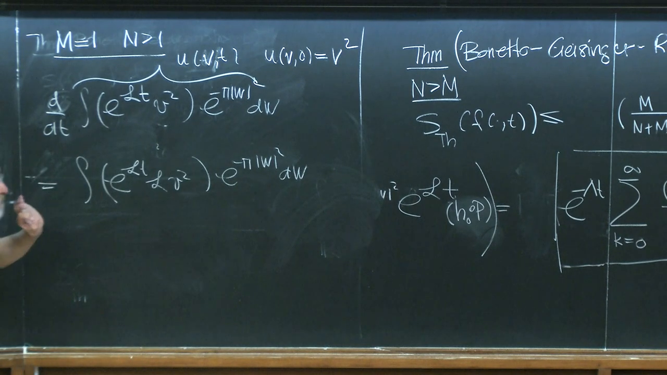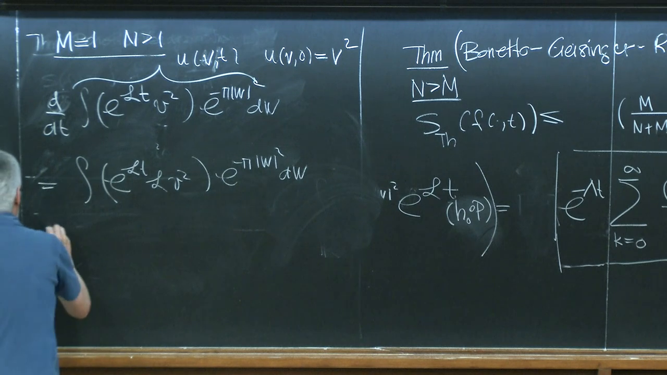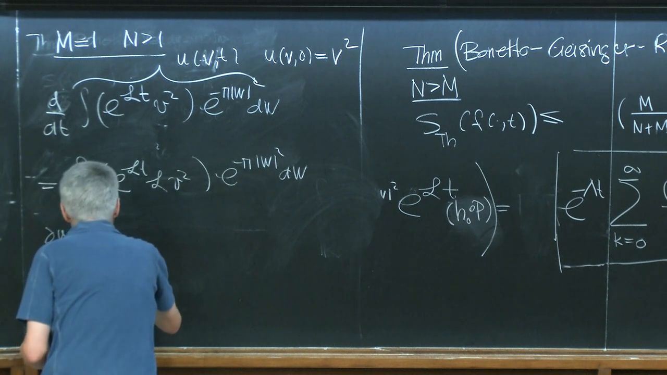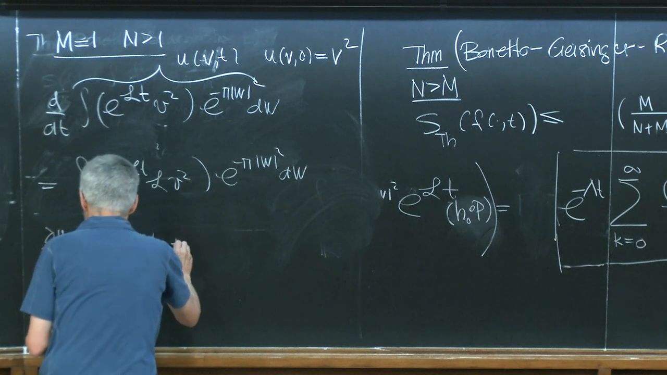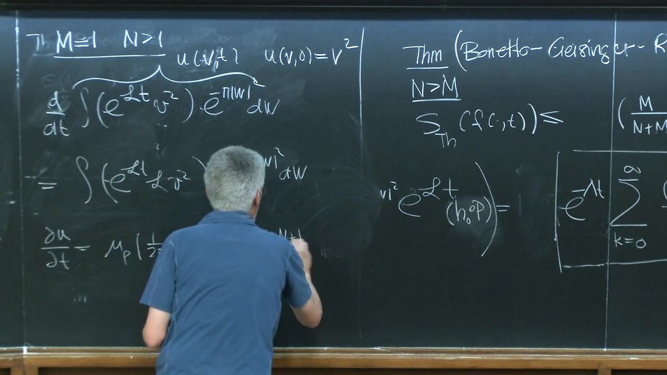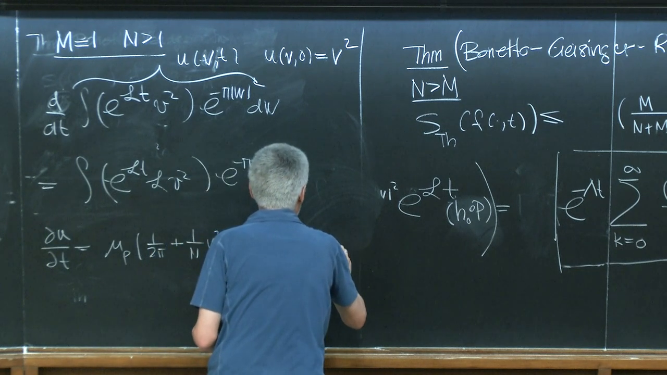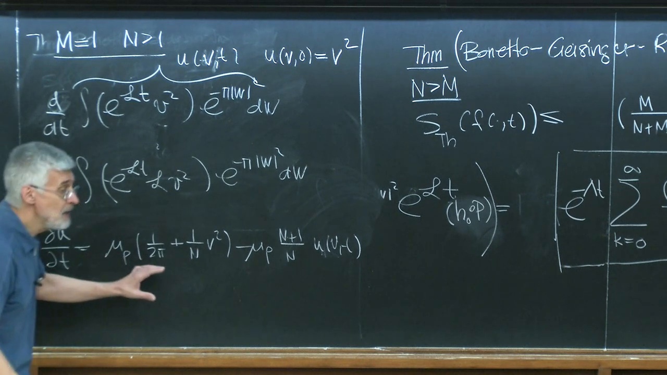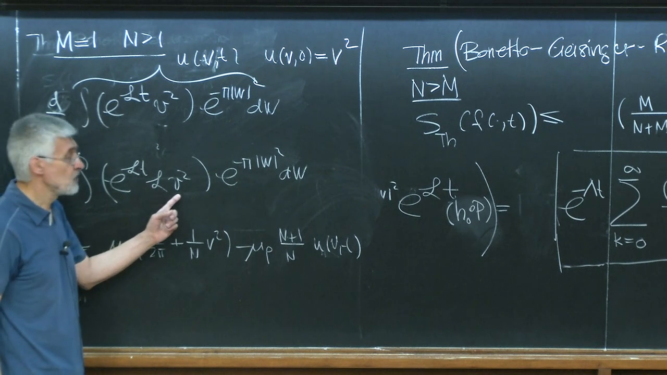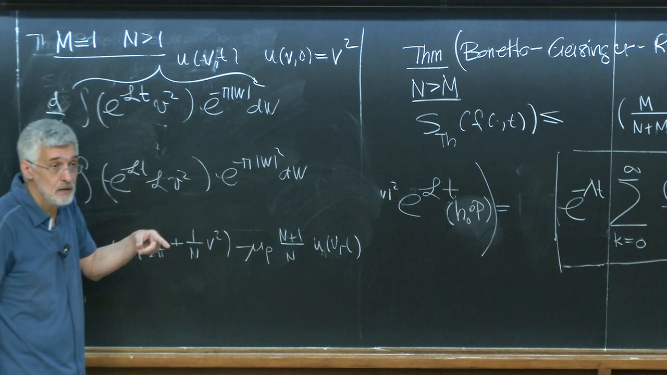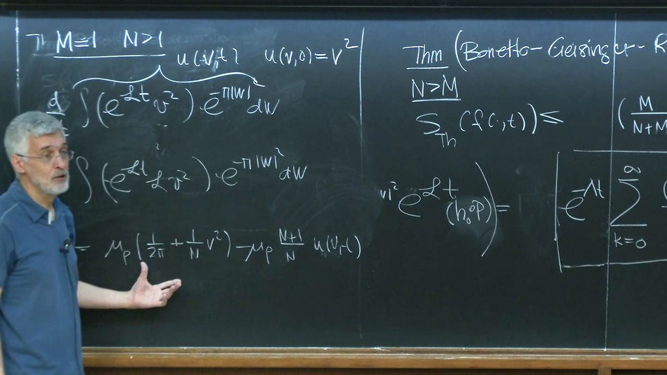When you differentiate this out, it's a completely elementary computation. You learn that du dt satisfies a differential equation. This differential equation looks like the following: mu rho times (1 over 2 pi plus 1 over n) v squared minus mu rho (n plus 1 over n) u of v and t. That's what you get. I just recommend you do this computation. It's extremely simple. Why? Because all you have to do is apply the L to this v squared. There are a bunch of integrations in theta. And once you do this computation, out pops this formula.